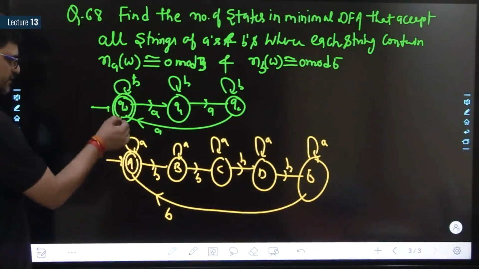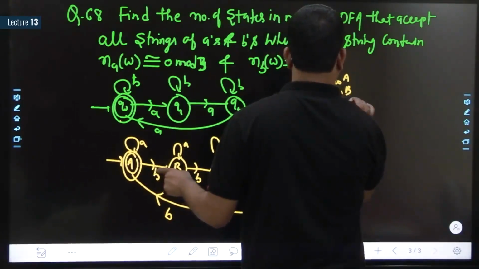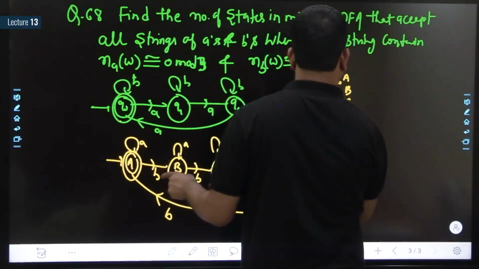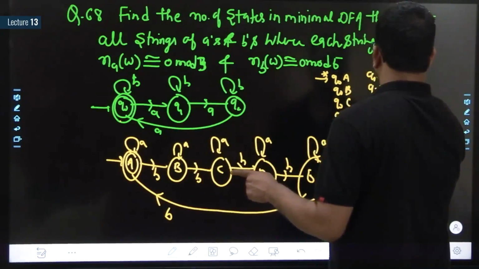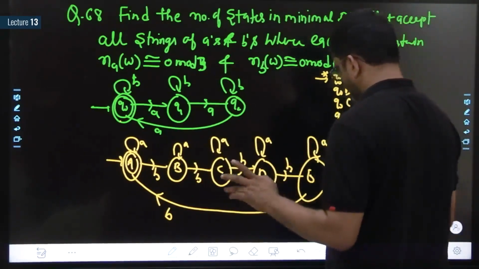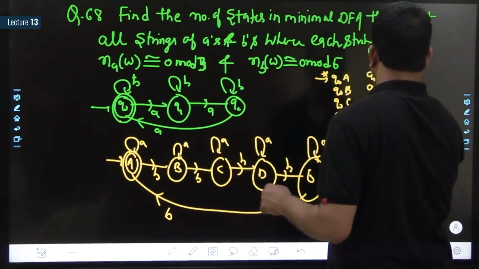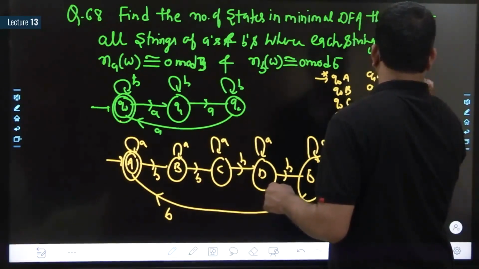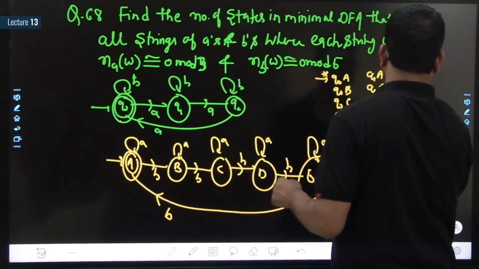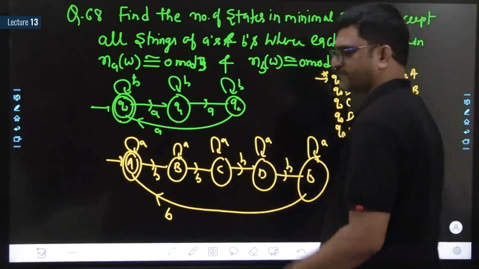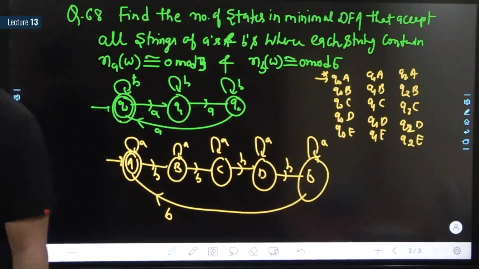Q0A, Q0B, Q0C, Q0D, Q0E. This is initial and this one is final. Q1A, Q1B, Q1C, Q1D, Q1E, Q2A, Q2B, Q2C, Q2D, Q2E. These are 15 states. Which one is initial and which one is final? Q0A is initial and this is also a final state for this question.